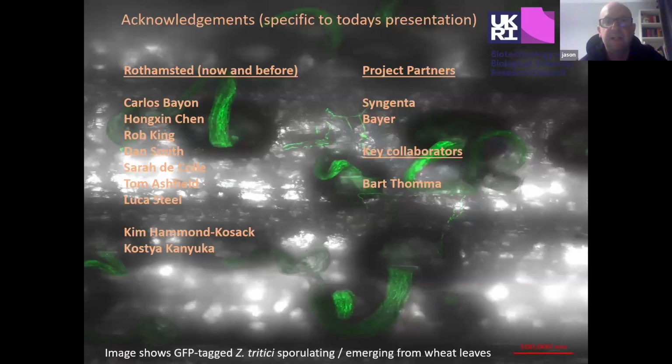Okay, that's it. I'd just like to acknowledge everybody whose data I presented today. On the left is my Rothamsted team from now and before, PhD students, technicians, and bioinformaticians. We've been lucky enough on two of the major projects to have support from Syngenta and Bayer. And obviously, Bart Thomma was a key collaborator for us in all the work we've done on the lysine effectors. And the image that I finished with shows GFP tagged Zymoseptoria tritici emerging from stomata of a destroyed wheat leaf and getting ready to infect other green areas of the plant tissue.